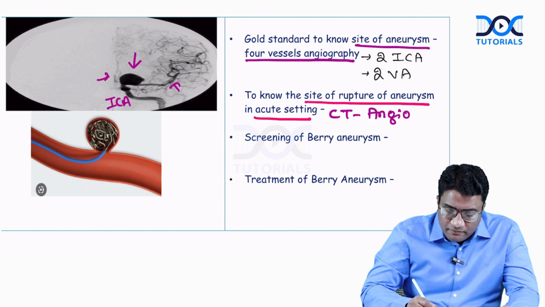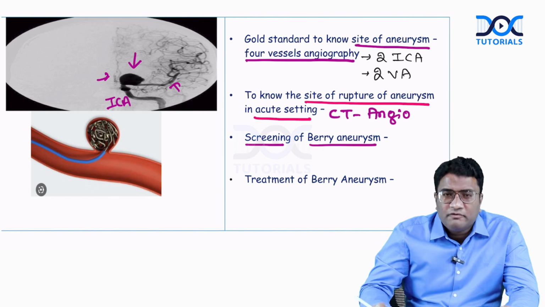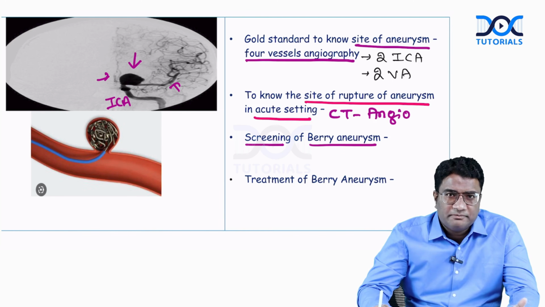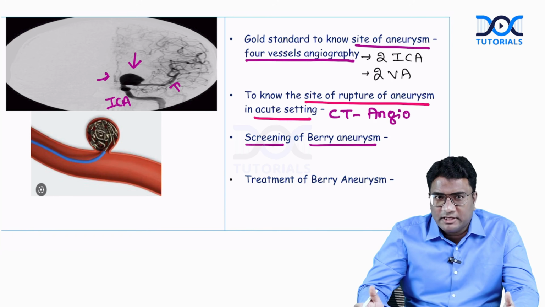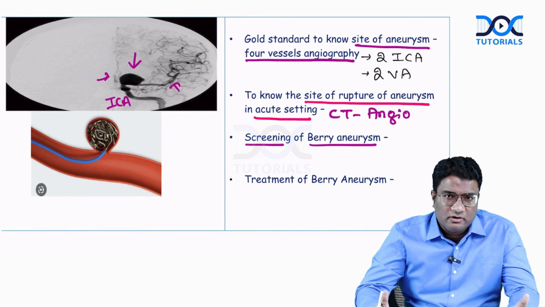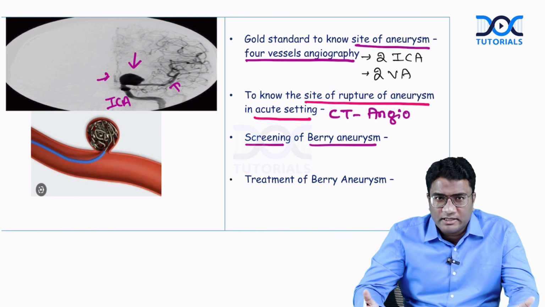But if you're doing imaging to look for where the aneurysm is, and it's not an acute setting, you're looking for a screening of aneurysm. For example, you have an ADPKD patient, adult polycystic kidney disease patient. You want to know whether this person has an aneurysm or not. You're screening for aneurysm in that patient. You have time. There are no symptoms in the patient. It is not an acute setting that you're dealing with.